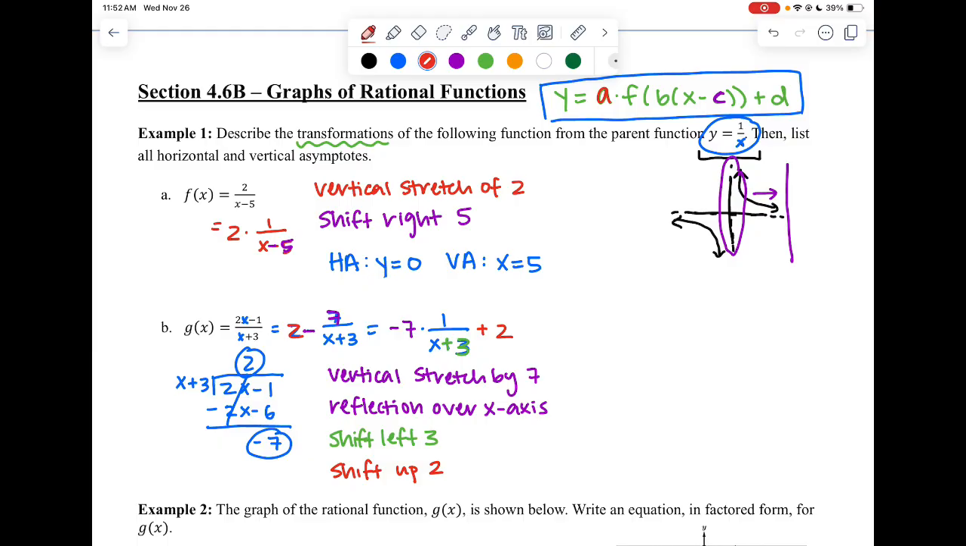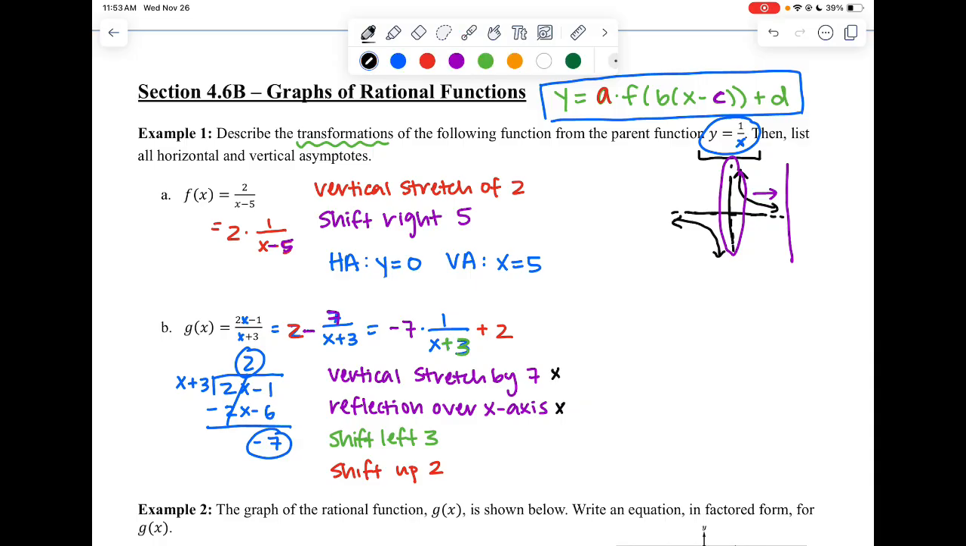So if we're thinking about the transformations that have occurred to the parent function and how that's going to affect our asymptotes, let's think about those. My vertical stretch by 7 is not going to change any of my asymptotes. It's just going to stretch up my points from their original location. Same thing with that reflection over the x-axis. That really just changes what quadrant these are in. This is going to come up here, this would shift down here. So that doesn't really change any of the asymptotes itself.